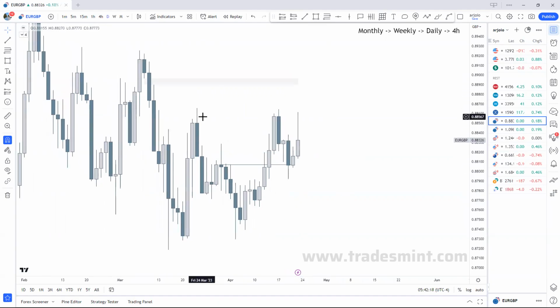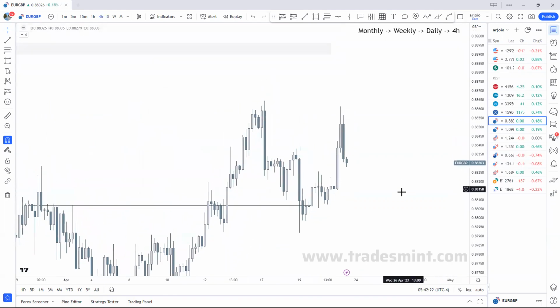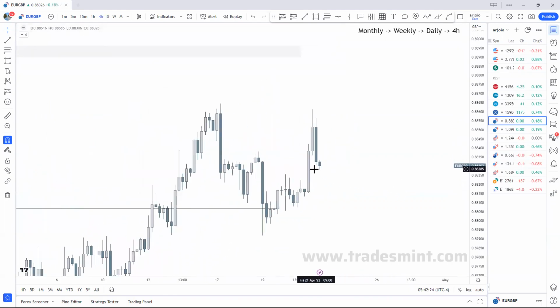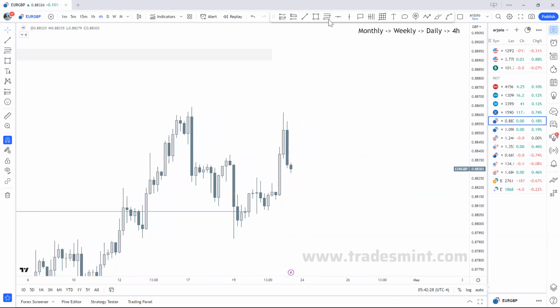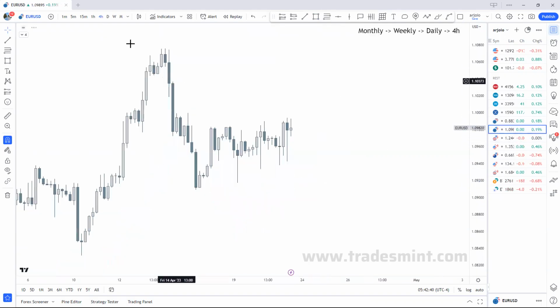I am going a bit faster, as you notice right now, because I do feel like I've been talking for a long time. 4 hour, if we do want to continue higher, I want to see this breaker hold. So mean threshold of this breaker get respected, this fair value gap hold, and then continue higher off of here.